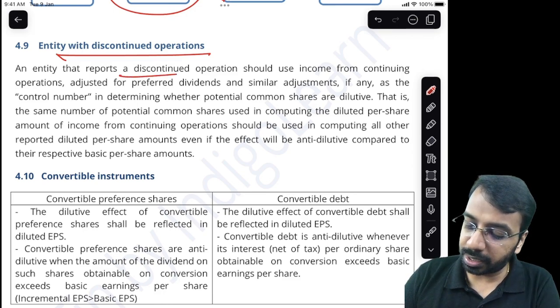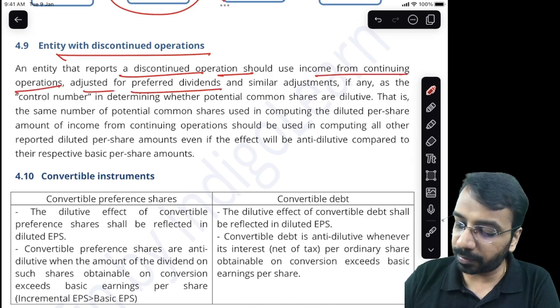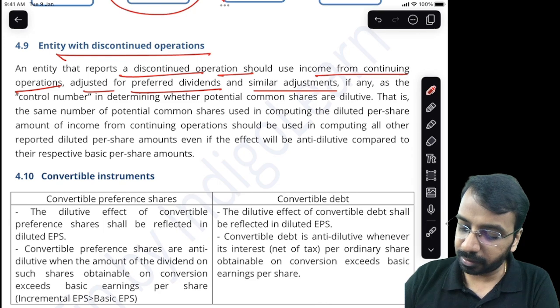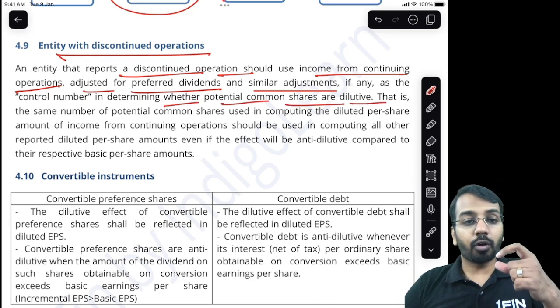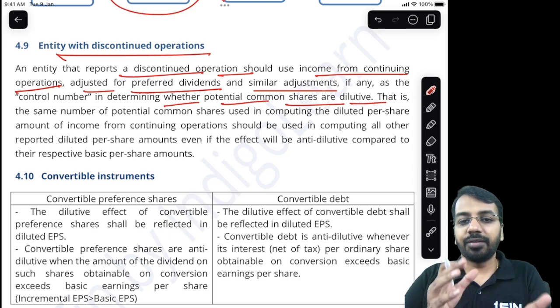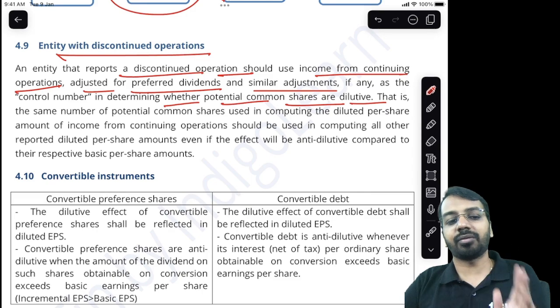If the entity has a discontinued operation, then when the entity reports a discontinued operation, we should use income from continuing operations, adjusted for preferred dividends and similar adjustments, in determining whether potential common shares are dilutive or not. So for discontinued operations, we will only take the continuing operation part and check whether they are dilutive or not.